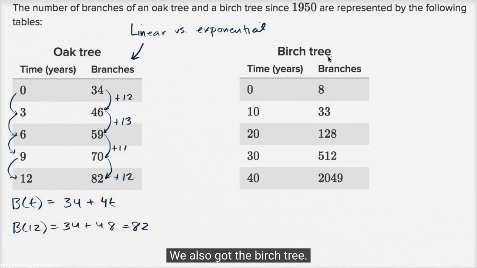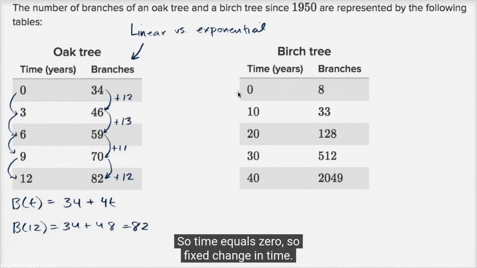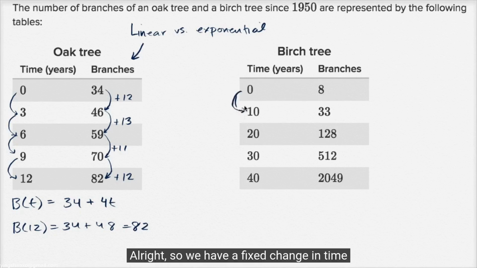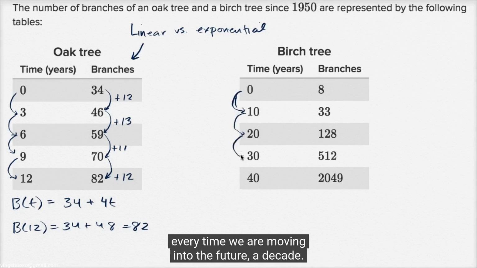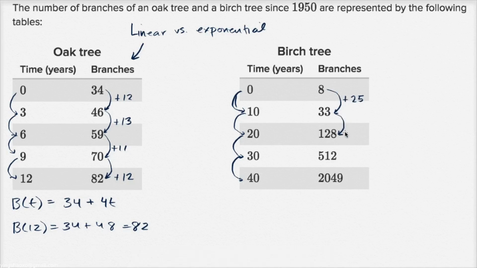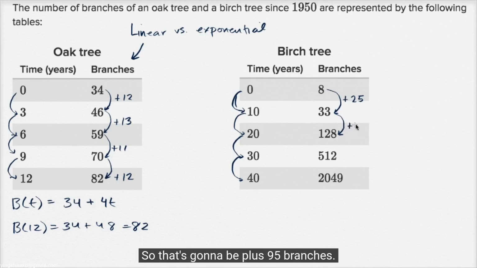Now let's look at the birch tree. So time equals 0, so fixed change in time. All right, so we have a fixed change in time every time we are moving into the future, a decade. Let's see, our change in branches, we go from 8 to 33. So that is plus 25 branches. Then we go from 33 to 128. Well, that's way more than 25 branches. That's going to be 5 less than 100. So that's going to be plus 95 branches. So this clearly is not a linear model.